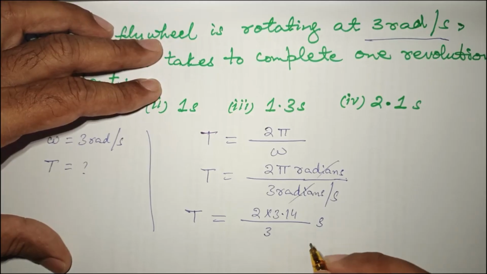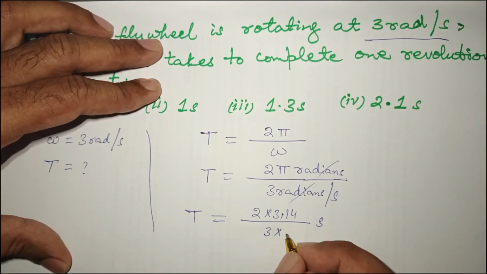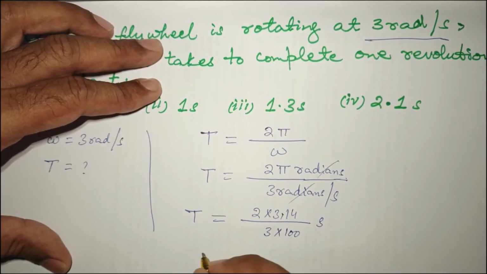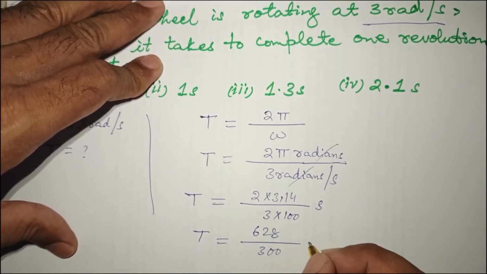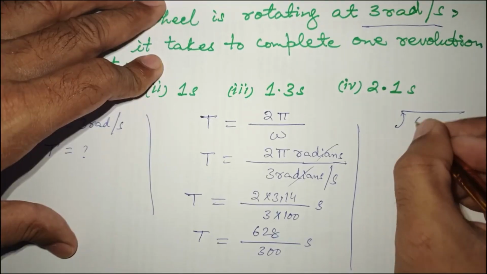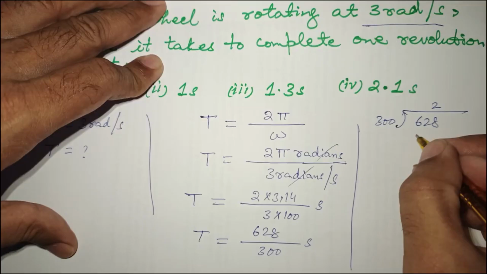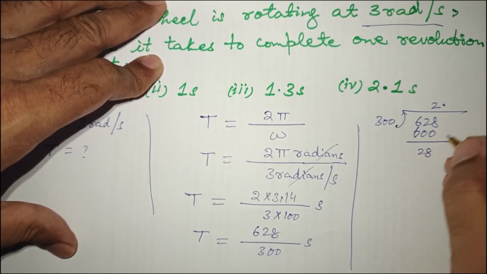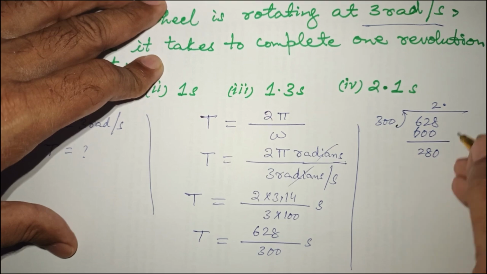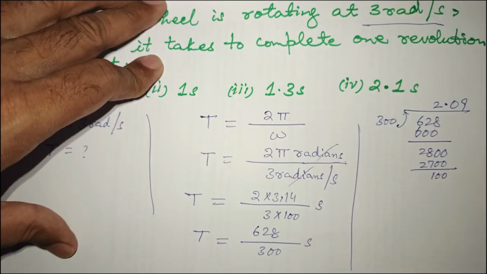So simplify further by removing this decimal point. When we remove this decimal point, we'll get 100 in the denominator. So we're left with 628 divided by 300 seconds. We can see that 628 divided by 300 will be 2 times. This is 628 remaining. Decimal, 0 not going. Again 0. 3 nines are 27. 100. And so forth.